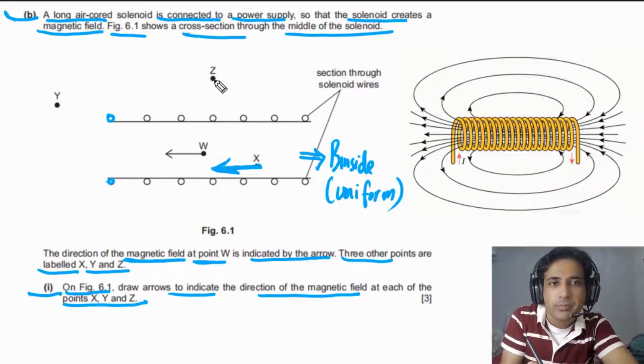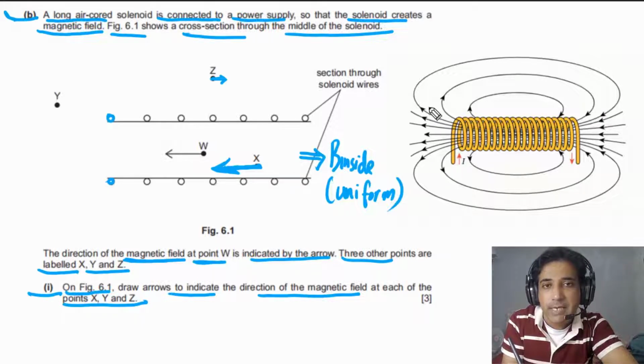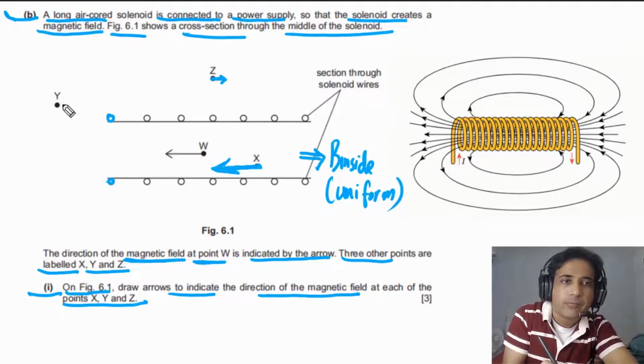Now we need to understand the magnetic field at point Z. At point Z, you can see the magnetic field lines are pointing to the right. So you can draw an arrow here. This arrow has to be to the right. And this magnetic field has to be weaker than the magnetic field inside the solenoid and also the magnetic field at this point, because here the magnetic field lines are dense, it means the magnetic field is stronger here as compared with this one. And at this point, the magnetic field lines are at an angle of 45 degrees. So here simply you can draw the arrow pointing upwards at an angle of 45 degrees.